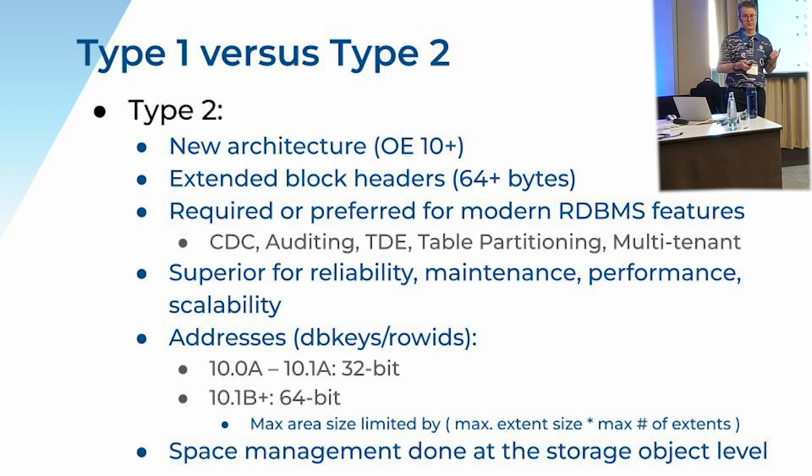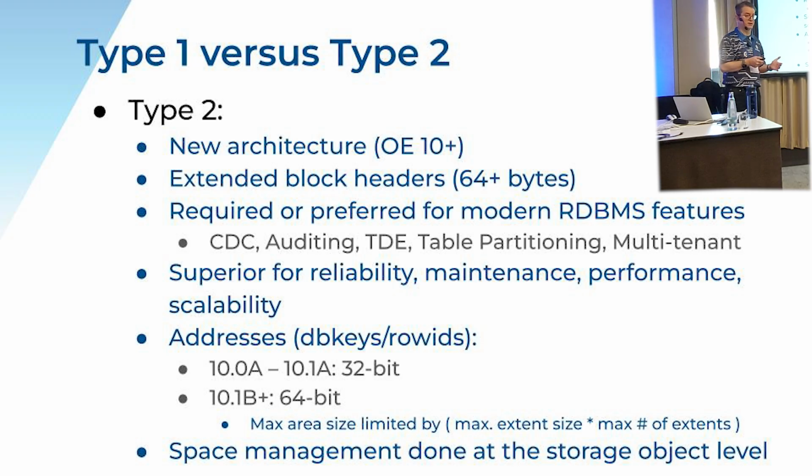They're superior for scalability, reliability, maintenance, performance. I think I've driven that point home enough. They're what you want to use. They weren't completely implemented in 10.0a. They were introduced in 10.0a, but still had 32-bit addresses up to 10.1a. And then 10.1b was when they were fully implemented and had 64-bit addresses.